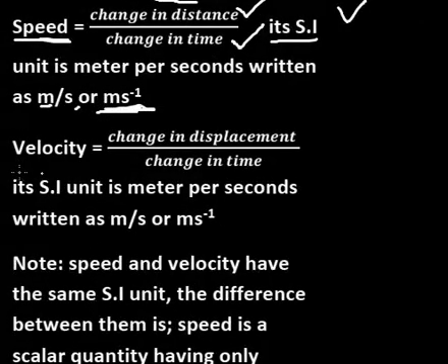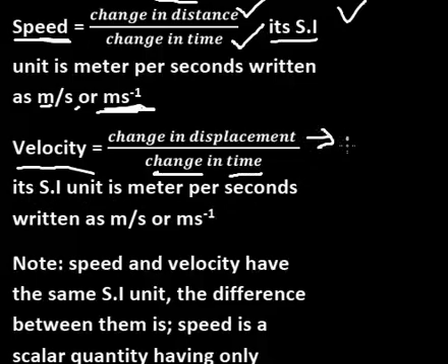We'll have velocity. Velocity is the change in displacement with time: the change in displacement divided by the change in time. The SI unit of velocity is still meter per second, because the SI unit of displacement is meter and the SI unit of time is seconds. But the question now is: velocity and speed have the same SI unit, meter per second, so what's the difference?